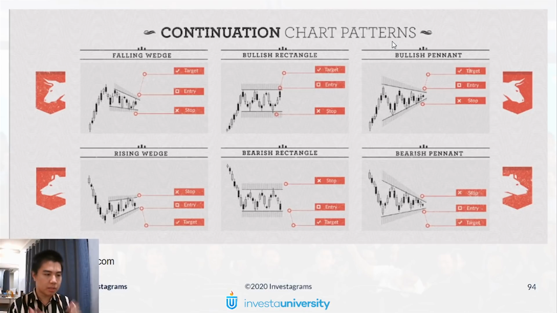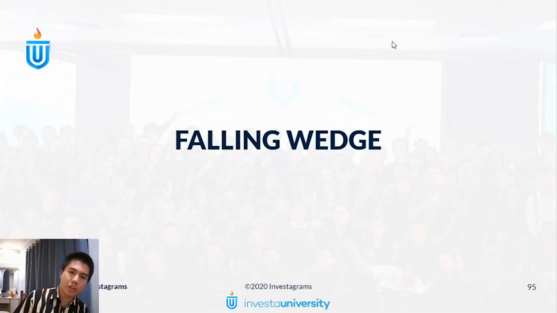Alright, so these are some of the continuation patterns na papakita ko sa inyo. Of course, there's gonna be more. So we have the falling wedge, bullish rectangle or the Darvas box or the consolidations, bullish pennants, flags, and cup and handles, etc. So let's move forward.